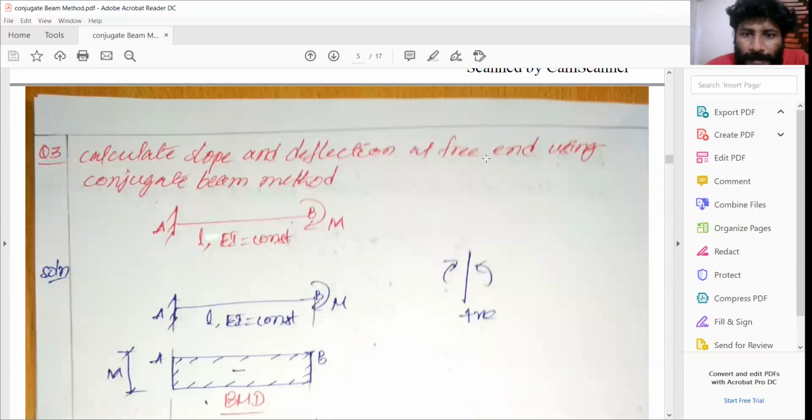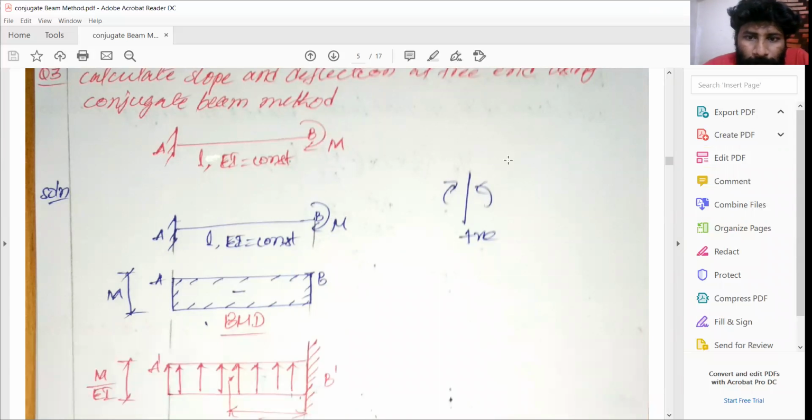Calculate the slope and deflection at the free end using the conjugate beam. Now you can see again a cantilever beam which is subjected to a moment or couple at the free end. Again, the bending moment sign is given here. We know that whenever a couple is acting, the bending moment diagram is constant. So the intensity is M, that is minus M. Again, it is acting clockwise right of the section, that's why it is negative.